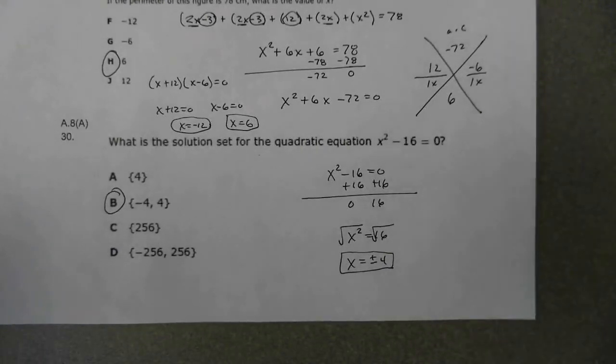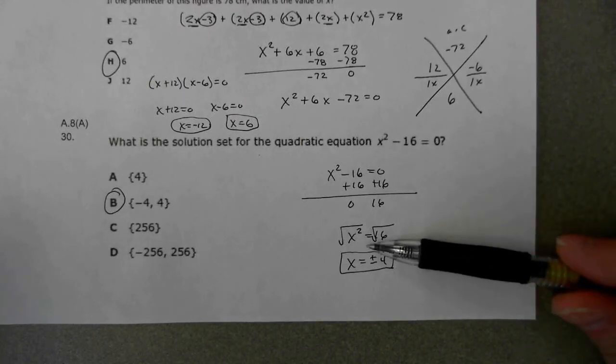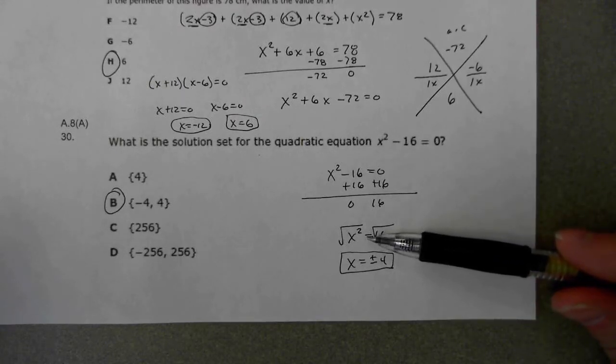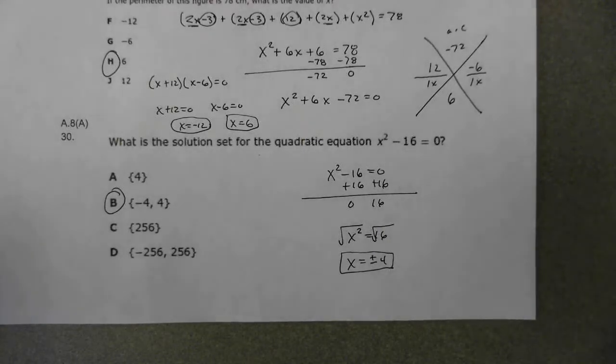Last one, number 30. Same thing, you're solving an equation, so I've got to get x squared by itself, so I add 16 to both sides. Once added to both sides, I get x squared equals 16. To get x by itself, the opposite of squaring x is taking the square root, so I take the square root of both sides, so x equals plus or minus 4.